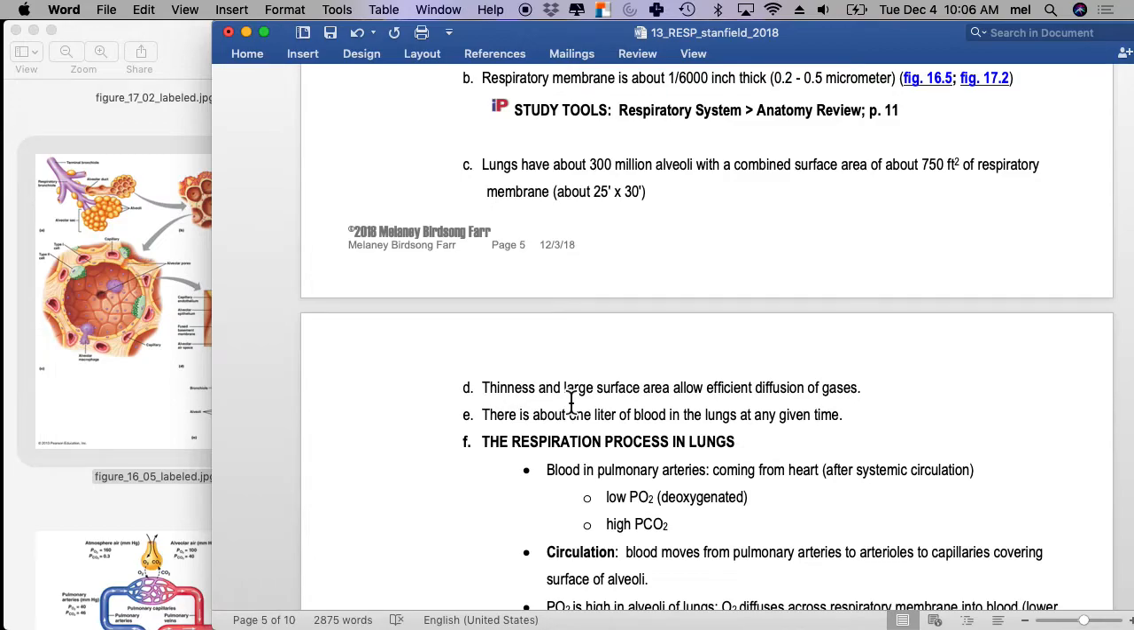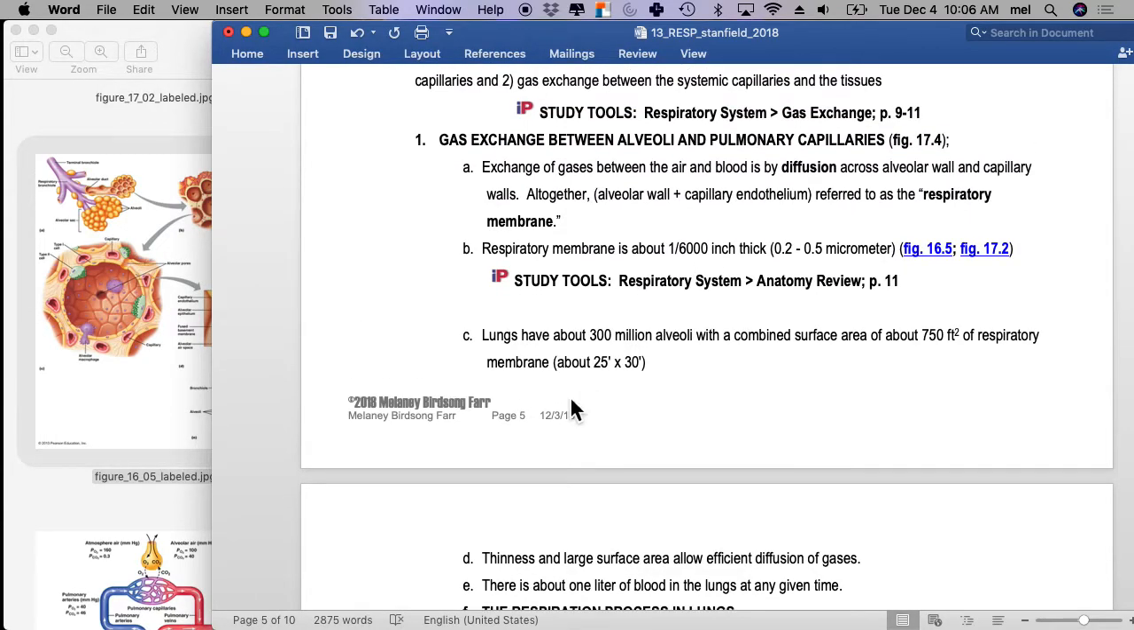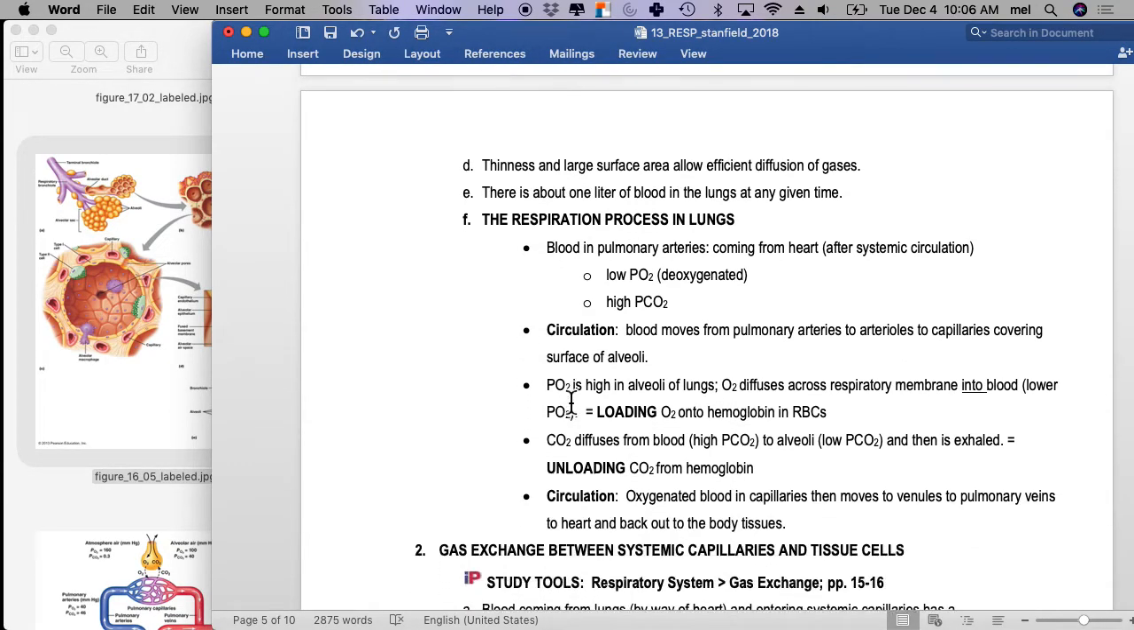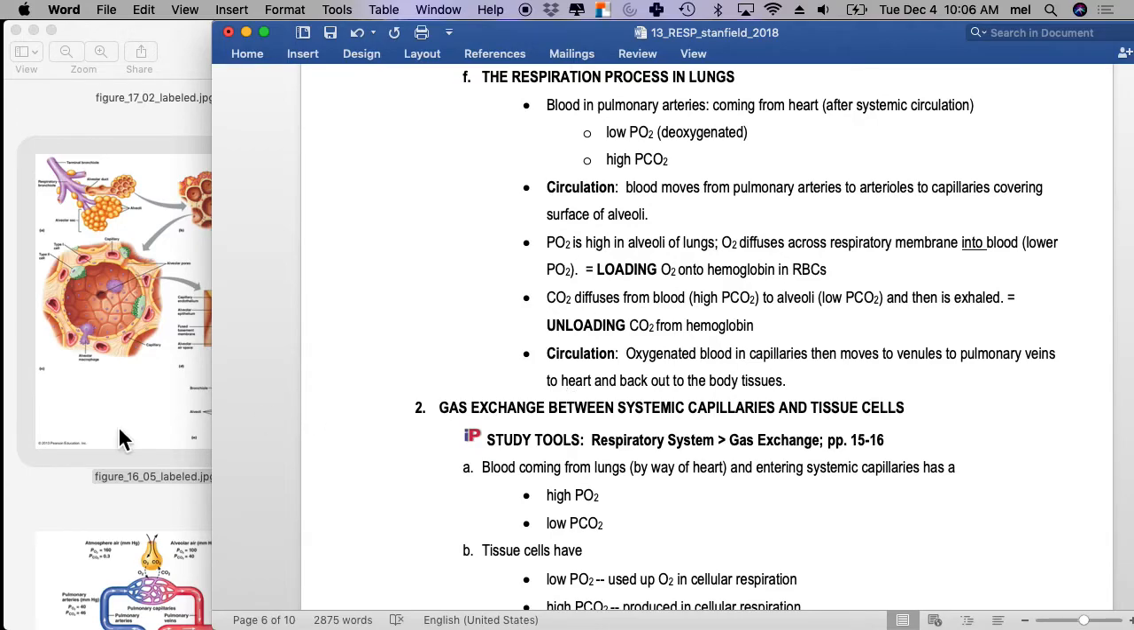In addition, the lungs also have a disproportionate amount of blood in them at any given time. You've got 5-ish liters of blood, right? At any given moment, your lungs have about a liter percolating through them, right? So thin, lots of surface area, disproportionate amount of blood equals really, really good for gas exchange. Everybody okay with that?